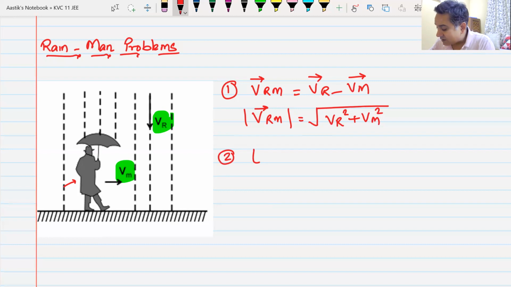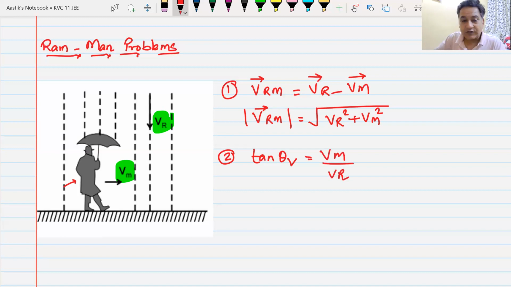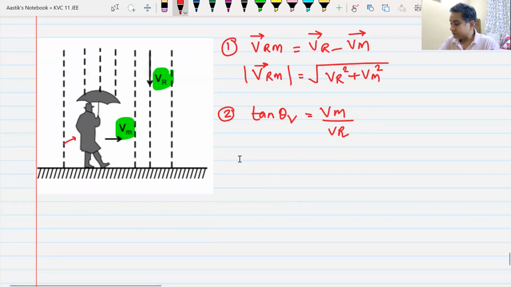And normally that angle is found with the vertical. With the vertical axis, we find out that angle. And if it is falling vertically downward, it becomes velocity of man divided by velocity of rain. How do we understand this? If you have a look at this diagram, you will be able to understand how I have found out this angle.